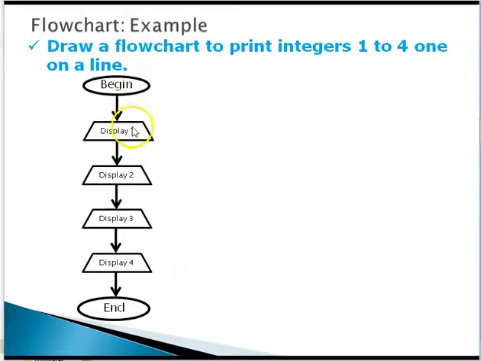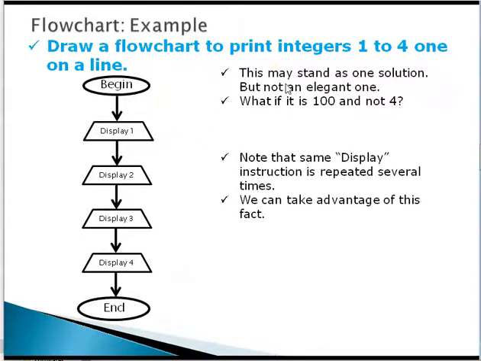You'll say display 1, then display 2, then display 3, and then display 4. This is fine when you look at it in one way, but actually if you see, this may not be elegant. What if the problem involves a slight change of this one number 4? What if we make it 100? Do we actually put 100 display statements? That is really not an elegant solution.